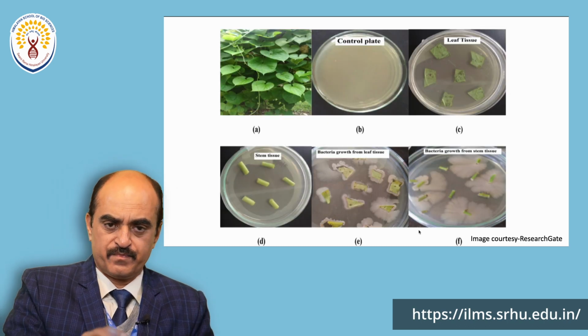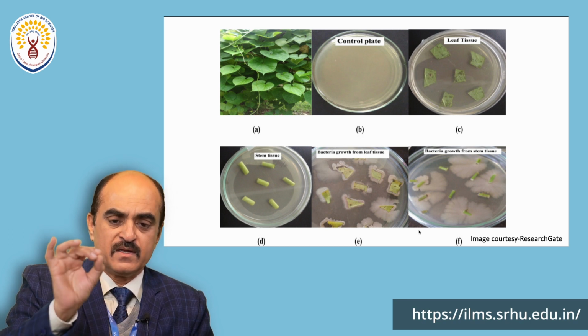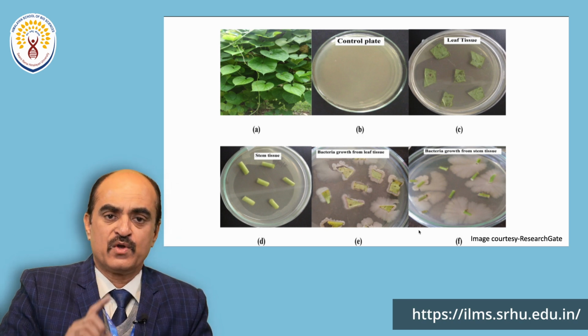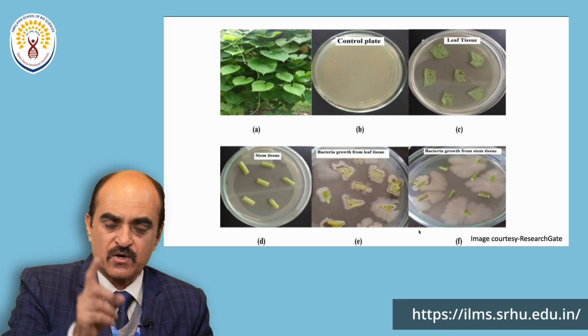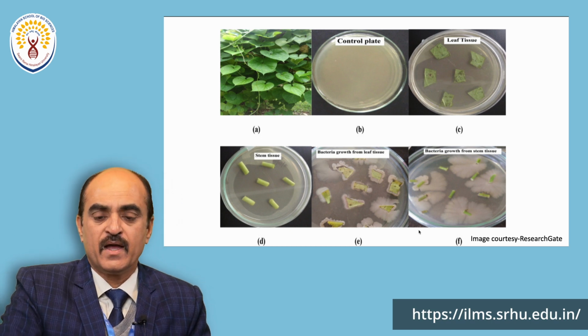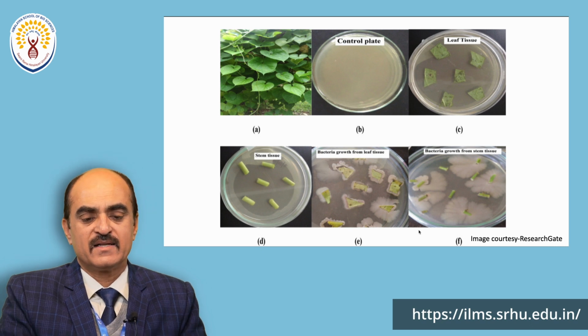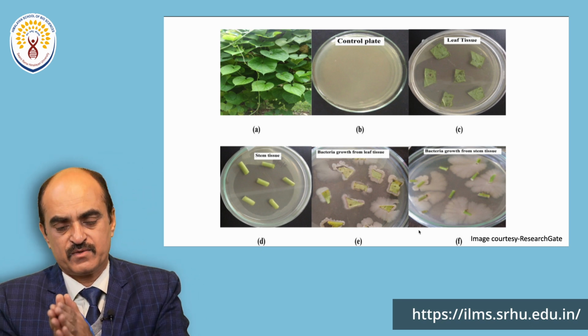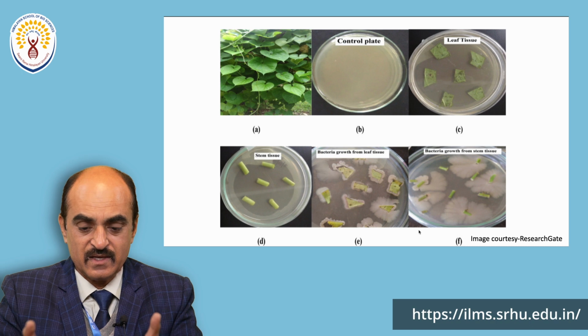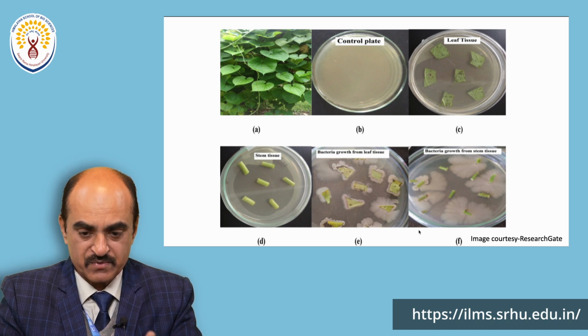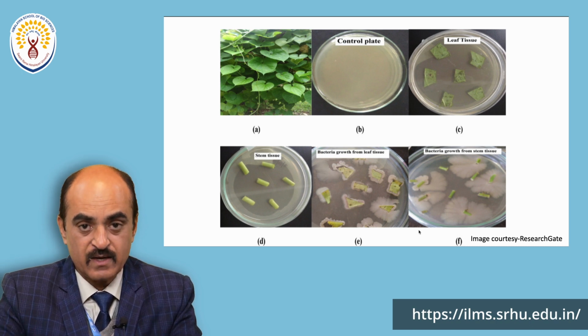Again this picture will help you understand better. You have taken a leaf sample and sterilized it. This is the control plate, where you have not inoculated anything, and here after sterilization you have put your leaf tissues on the petri plates. Then after incubation of some days, you can see the growth of microorganisms from the samples.